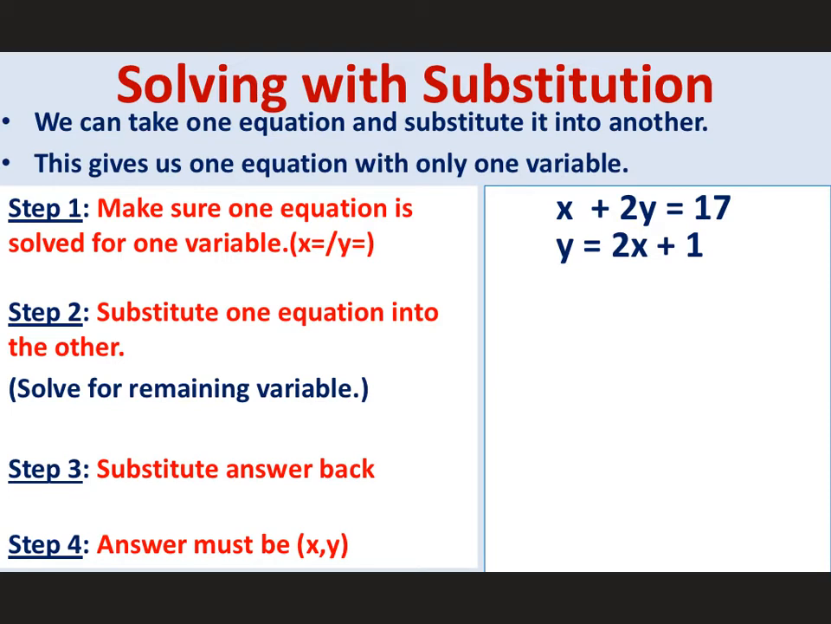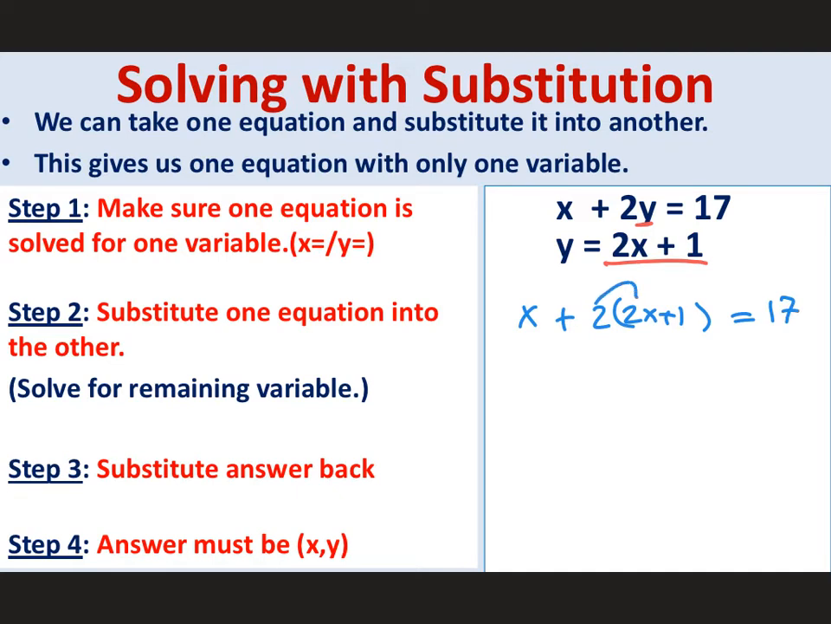Go ahead and try this problem. All right, so here's what it should have looked like. You're going to take 2x plus 1 and put it in for the y. That'll give you x plus 2, and then you put this in for the y: 2x plus 1 equals 17.